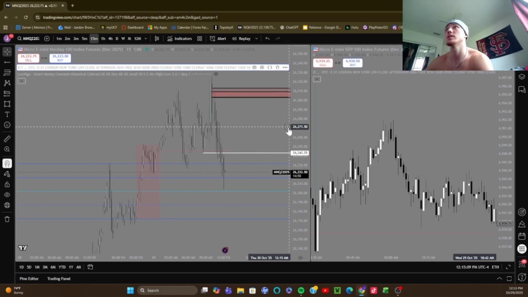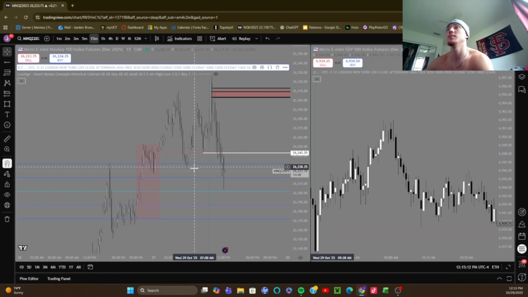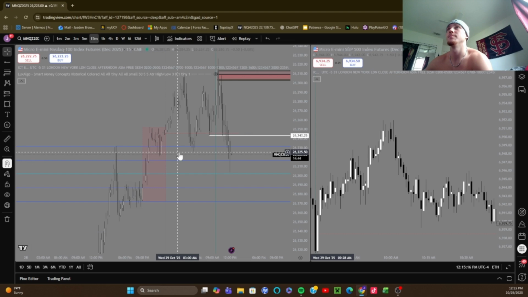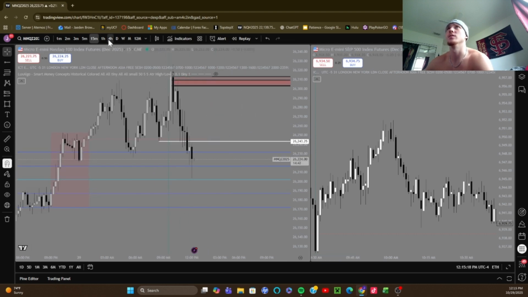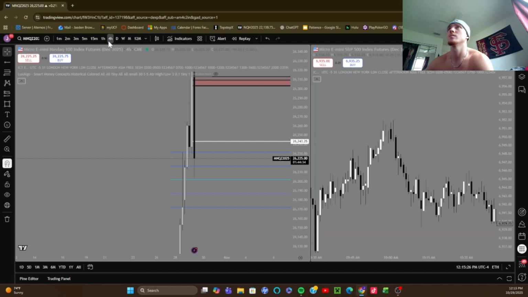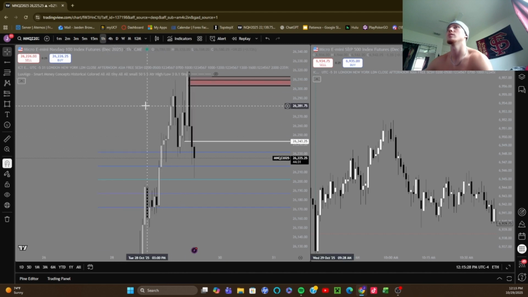We could reject higher. Took out all the sell side that needed to be taken out. If we want to continue higher, we can at this point. But also if we want to continue lower, go back into this 1 hour fair value gap, order block, whatever. That's it. That's really all I got for this morning.